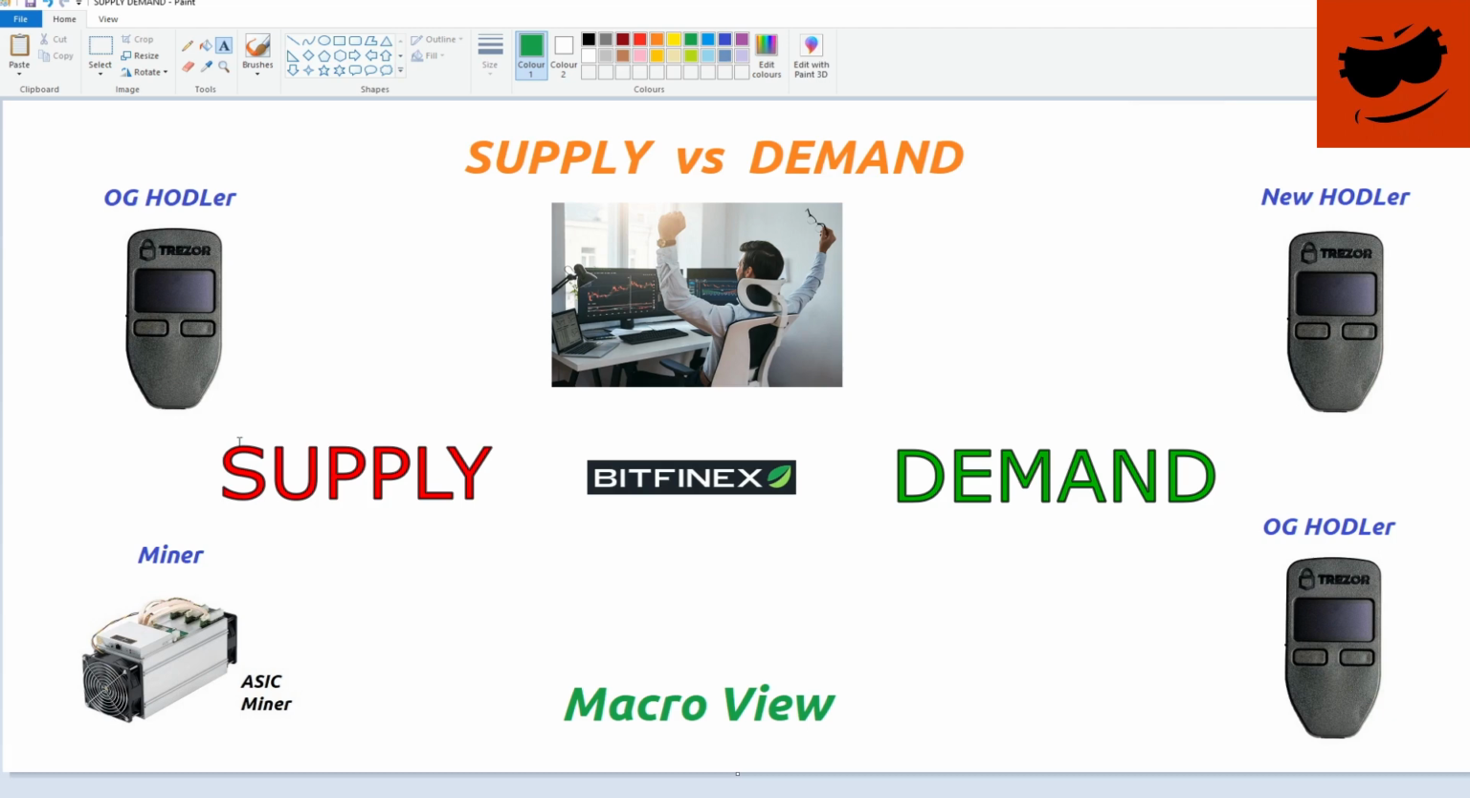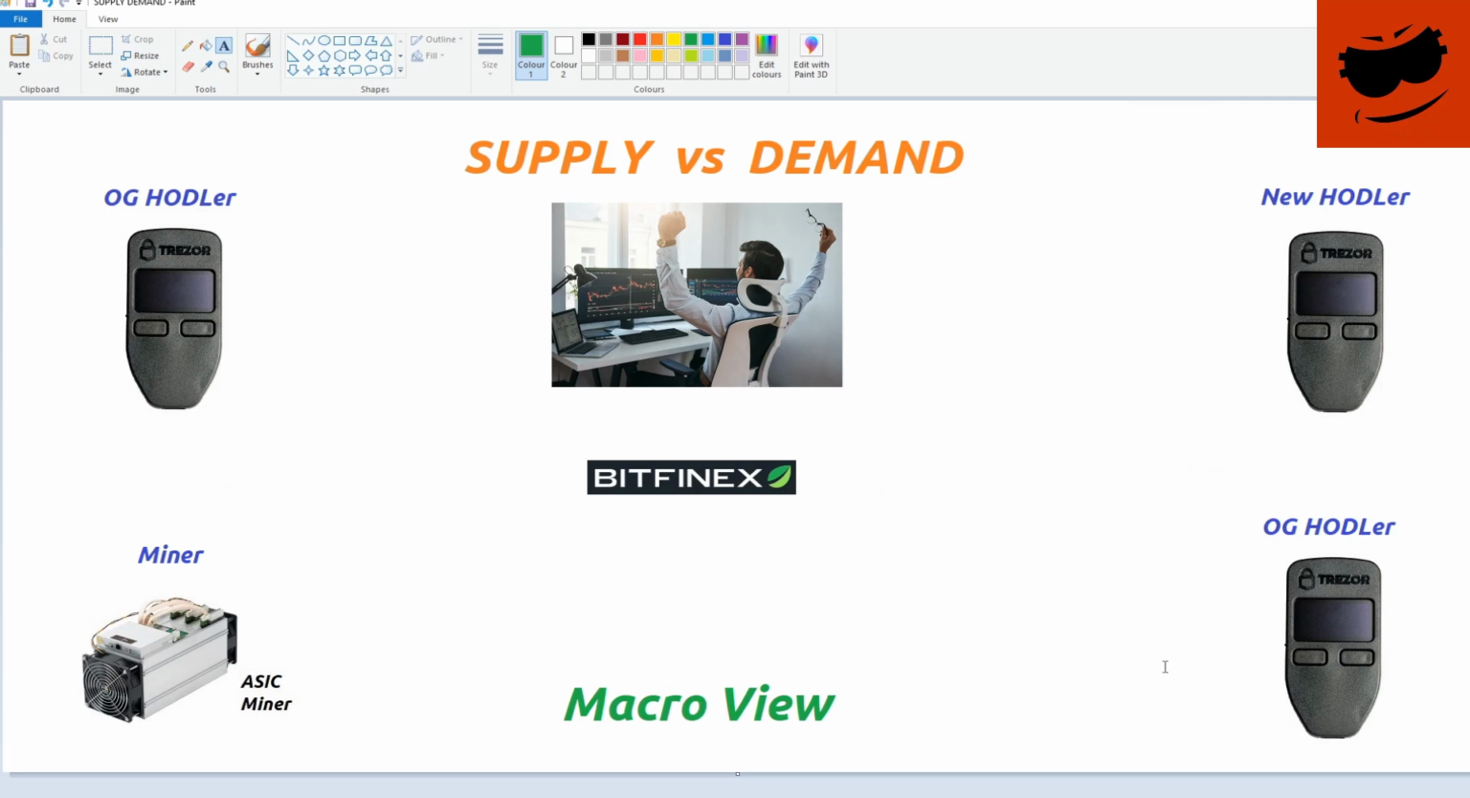So that's the macro view. The miner and OG hodler supply a tradable supply of coins. If they want to put something on the market, they want to sell at the top. A new hodler and an OG hodler will create demand. They will want to acquire coins, and of course in the middle there, the trader will also want to acquire coins which have dropped in price, so that they can go and resell them later on. So that's where the supply and the demand generally comes from, from a macro point of view.